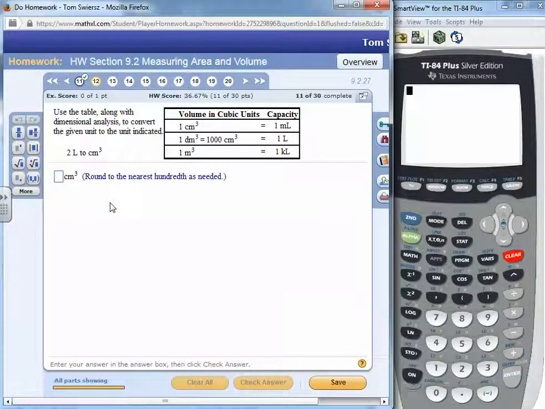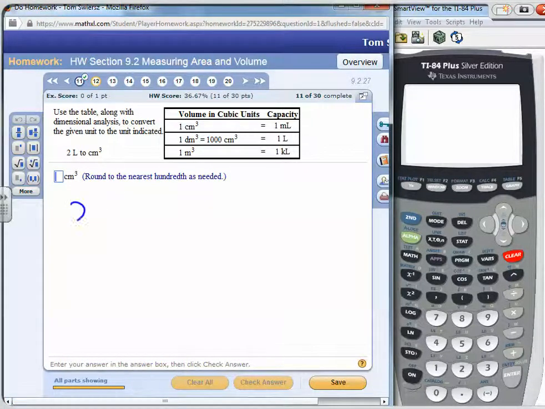Okay, 2 liters, capital L stands for liters. Convert to cubic centimeters. So now we want to get cubic centimeters, so that goes in the numerator. Remember, here in row 2, 1 liter is equal to 1,000 cubic centimeters.